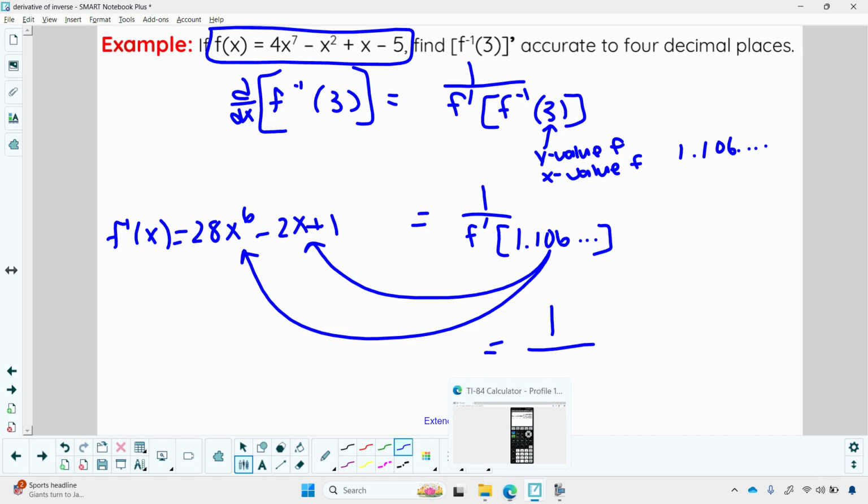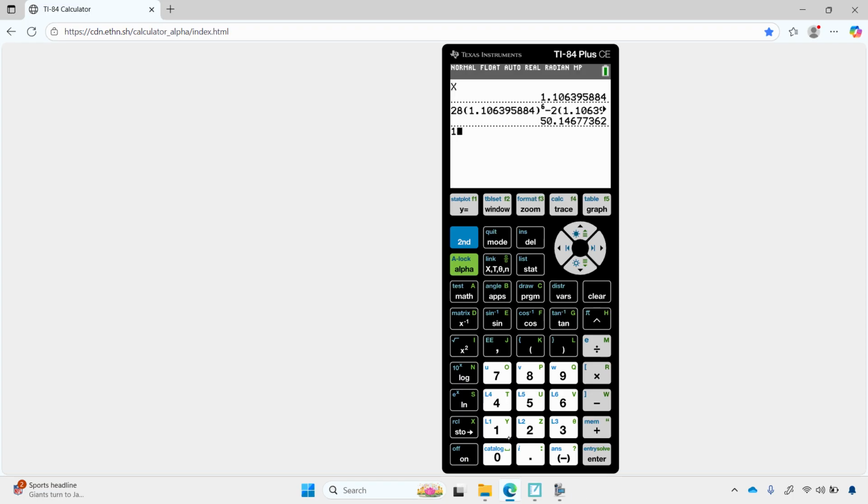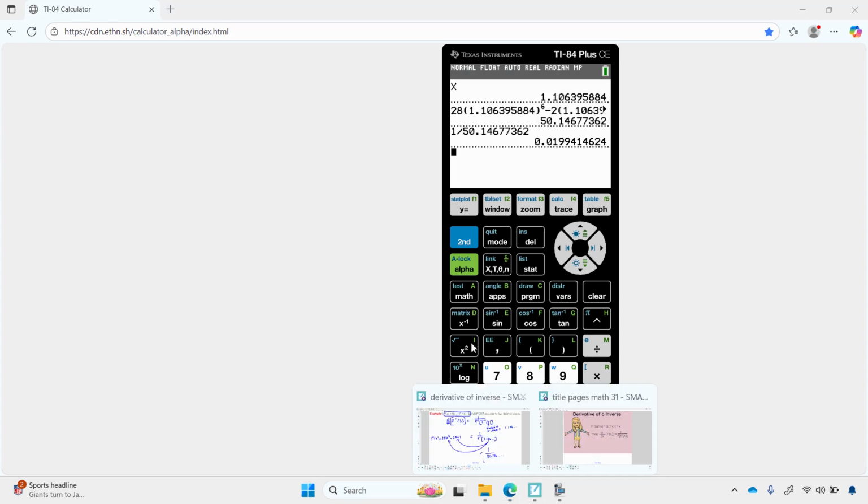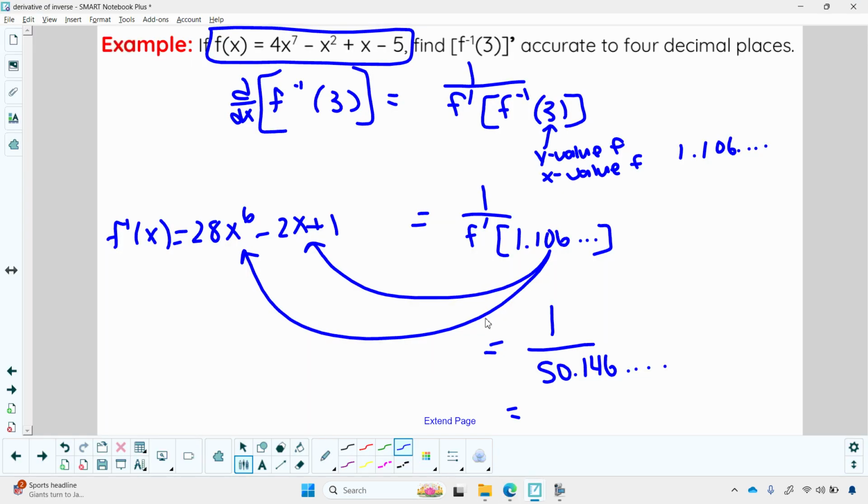So back over here, that's 1 over 50.146, etc. And then all I have left to do is just divide that on my calculator. So over here, 1 divided by, go up and grab my number. And this will be my final answer, which we want to 4 decimal places. So the final answer would be, to 4 decimal places, 0.0199. So that is the derivative of an inverse.